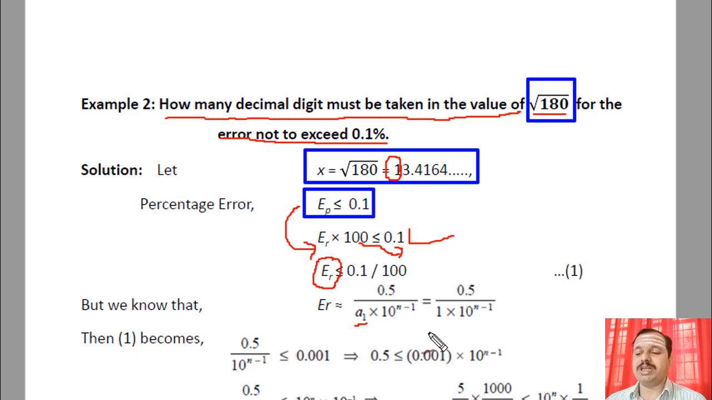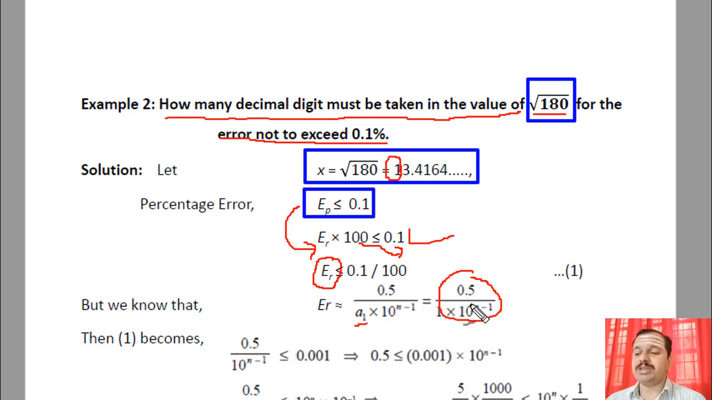The first digit is 1, therefore it is 1 coming over here. 0.5 divided by 1 into 10 to the power of n minus 1, or it is simply 0.5 divided by 10 to the power of minus 1, only this quantity. Now this is the value of relative error as far as the n digits are valid in the given number. We want to find out what is n.